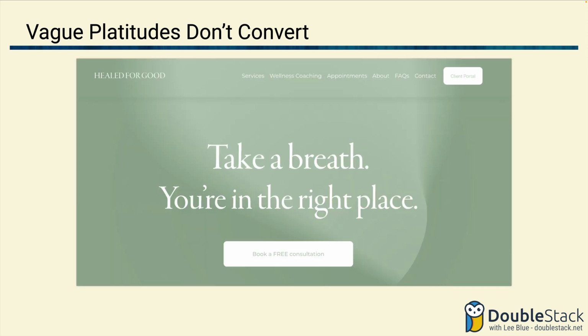But coming from cold traffic, landing on a page like this, I don't think anybody's going to click that consultation button. Here's another example. It's actually the same business. They have two different things going on. This one says, take a breath, you're in the right place. Book a free consultation. I mean, come on. That doesn't tell me anything at all. So nobody's going to book that consultation. They might book it later on down the page or whatever, but this is just not good.